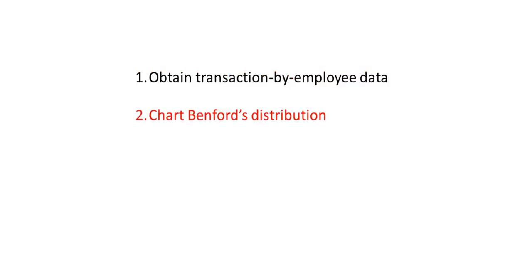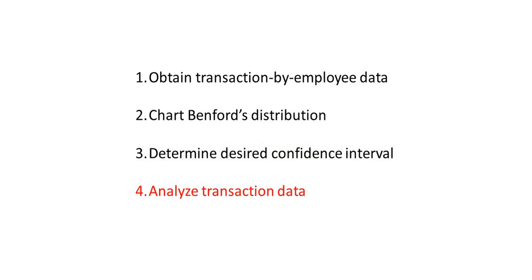Next, we're going to chart Benford's distribution, and we'll be adding things to this chart in the next steps. In step 3, we'll determine our desired confidence interval and add that to the chart. Finally, we'll analyze our transaction data. First, we'll look at all employees grouped together, then we'll analyze individual employees.